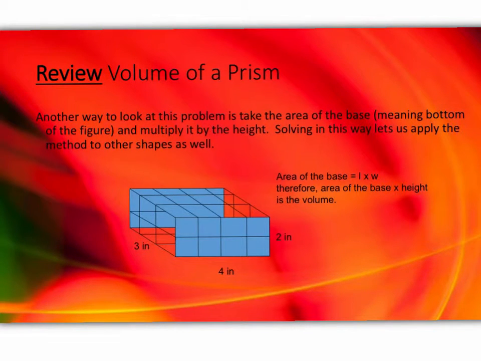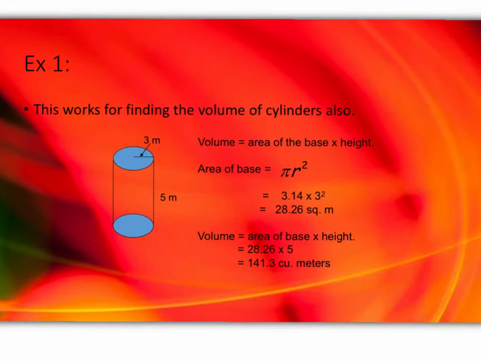So remember that the volume of a prism was area of the base, which is length times width, and then we have the area of the base times height, which then gives us the volume. And now let's see if we can use that to help us find the volume of some cylinders. Here's example number 1. This also works for finding the volume of cylinders.